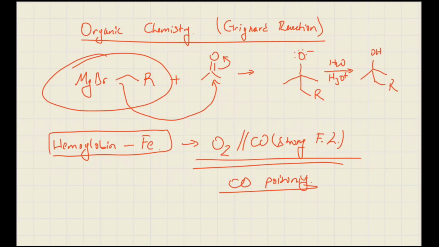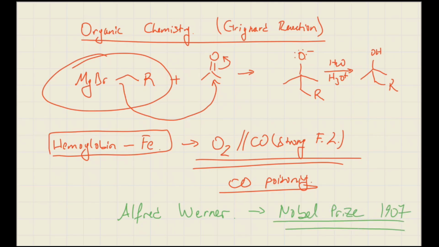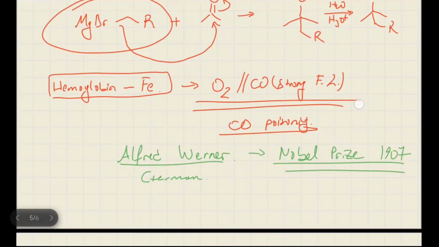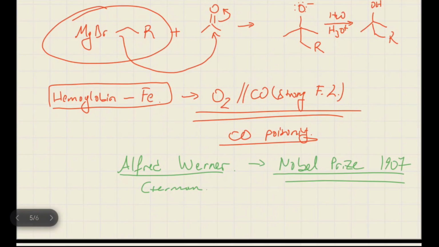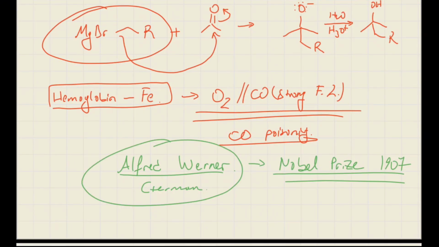And who is the father of organometallic chemistry? Alfred Werner. And who took the Nobel Prize in 1907? This guy was a German, and if you are curious about the history, you can also look up the guy.